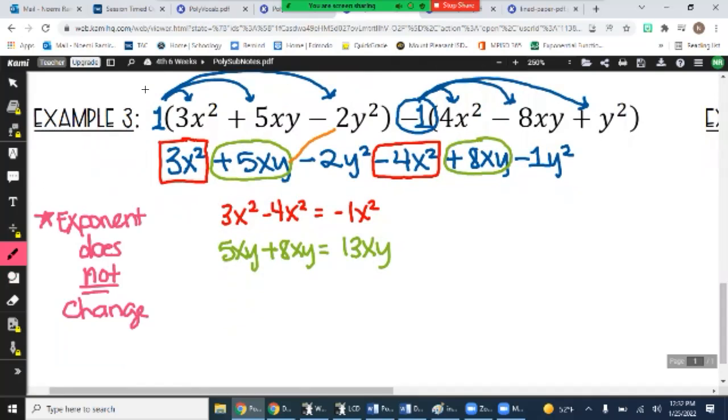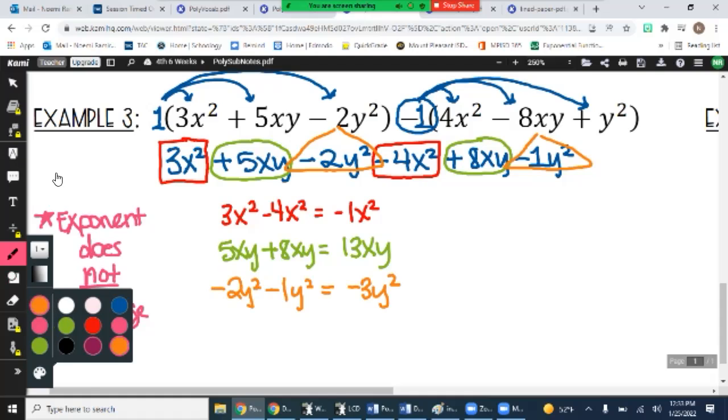All right, negative 2y squared combines with negative 1y squared, negative 2y squared minus 1y squared. Make sure you type that in correctly. And what do you get? Negative 3y squared. Do I have any questions?